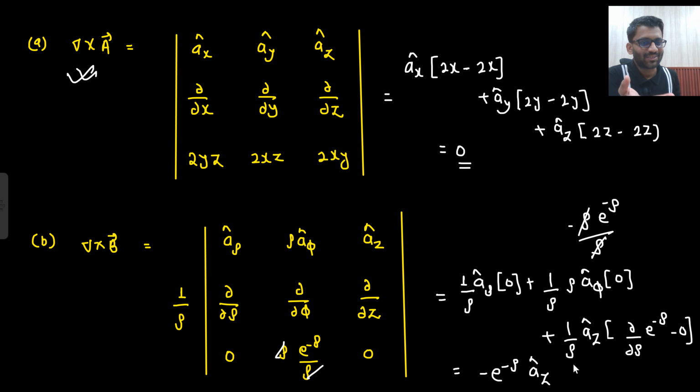This is very complex to say, but I hope you have understood. Here you just need to differentiate it. So rho e to the power minus rho divided by rho. Rho and rho are getting cancelled. So minus e to the power minus rho, a_z cap. So that's the answer.